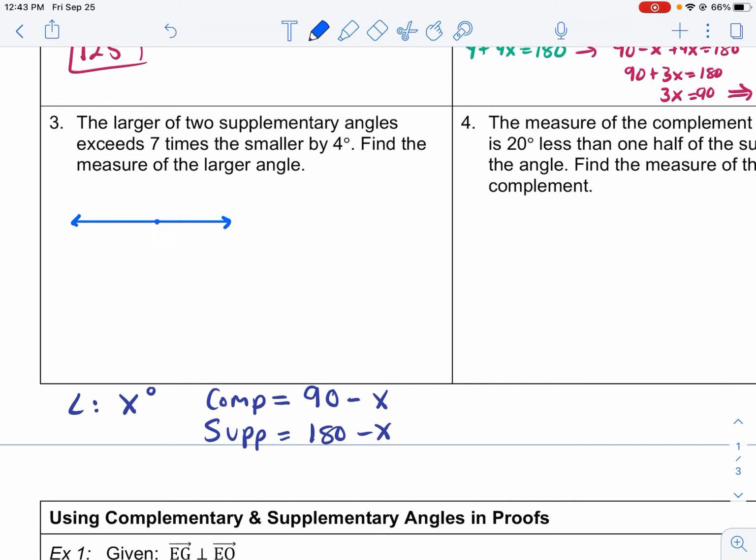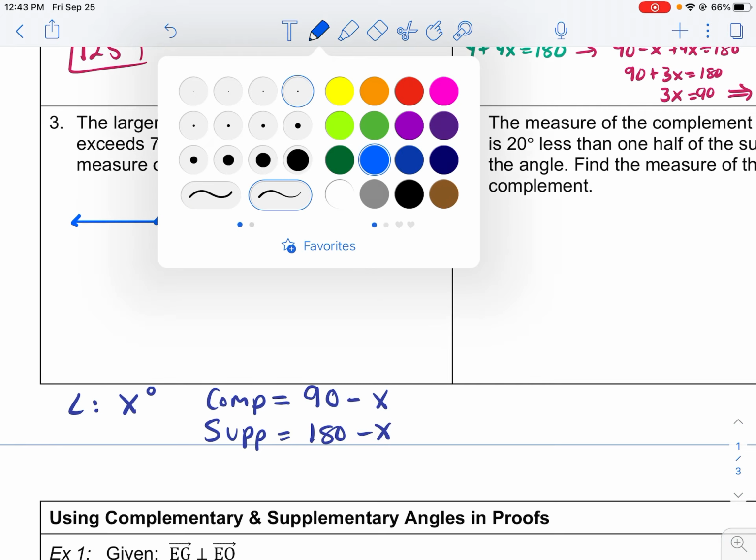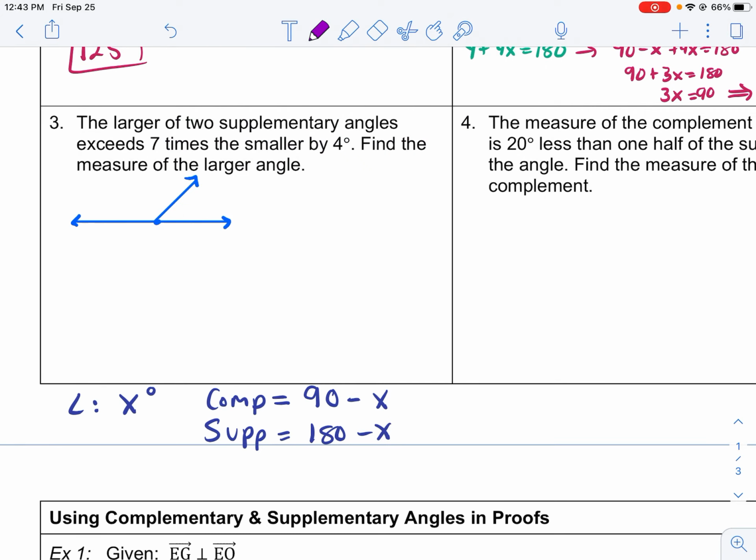So I'm going to draw myself a straight angle, divide it in half, and it says the larger of two supplementary angles exceeds 7 times the smaller by 4. Well, what we figured out from before is they're telling us the measurement of the larger angle in terms of the measurement of the smaller angle. So let's call the smaller angle x. So if that's the case, it exceeds 7 times the smaller by 4. That means 7 times the smaller angle, and then plus 4 more units is going to give us the measure of the larger, which would make 7x plus 4.